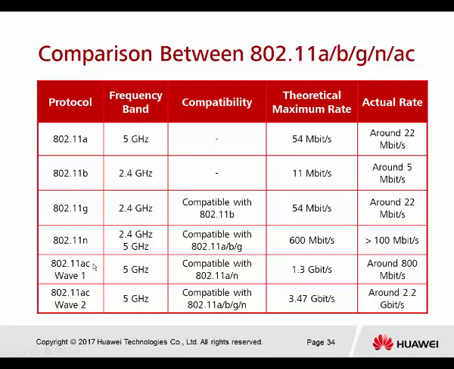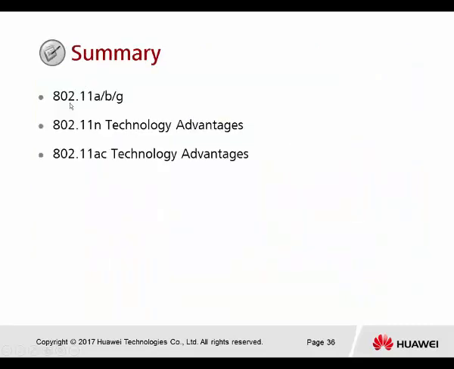Then AC Wave 1 can go up to 1.3, and the actual rate is only 800 megabit per second. For Wave 2, it is 3.47, and the actual rate is up to around 2.2 gigabit per second. So 802.11a, b, g is at the beginning part, and I also covered the technology advantages of 11n, and the last is for AC.